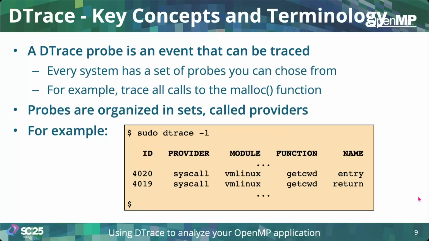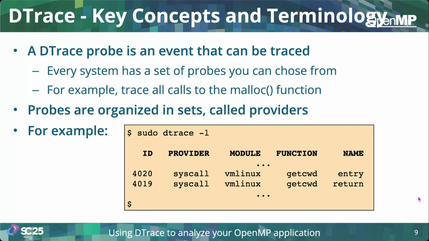The choice is yours. With that option, what we see, we get 5 columns. The first column is the ID. Every probe has a unique ID. Then the provider, and what I'm showing here is just a very small snippet of information. We see the provider is syscall, these are system calls.